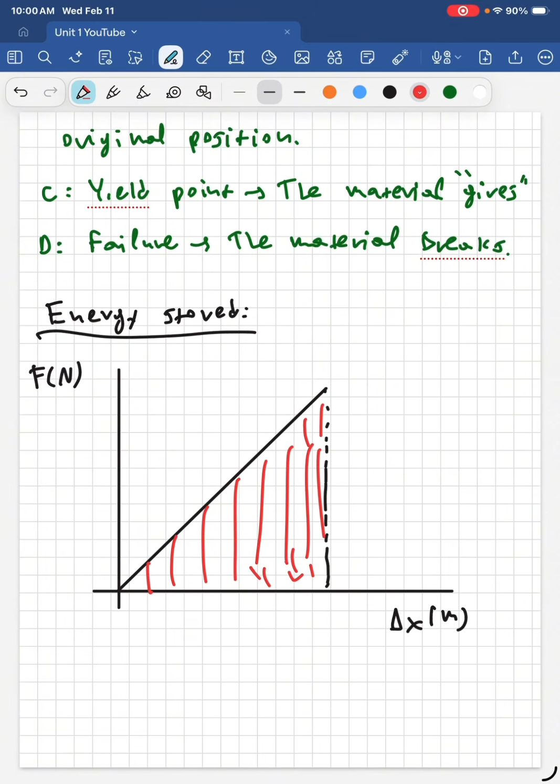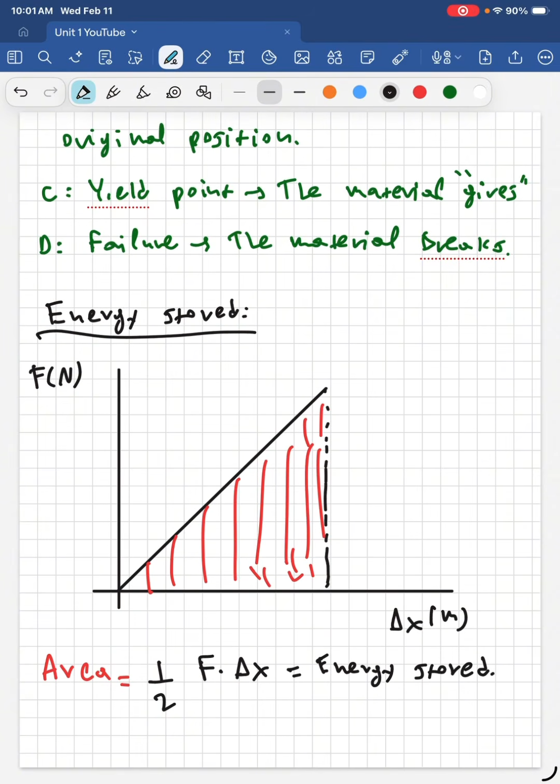And let's talk about the area under the curve. So the area is equal to 1/2. It's a triangle, right? So it's 1/2 base, which is delta x, times height, which is force, okay? Force times delta x. But force times displacement is work done, right? So that's actually the energy stored. So energy stored.